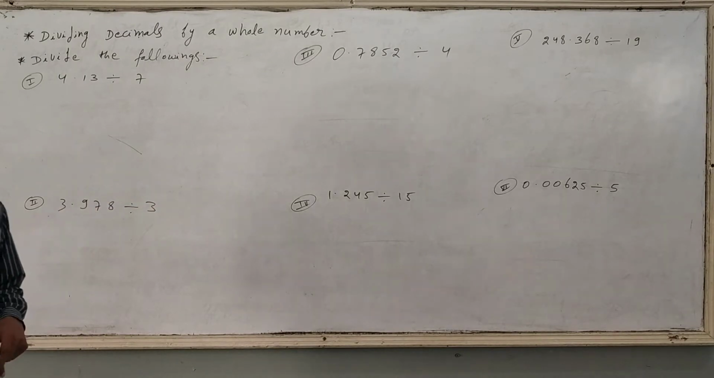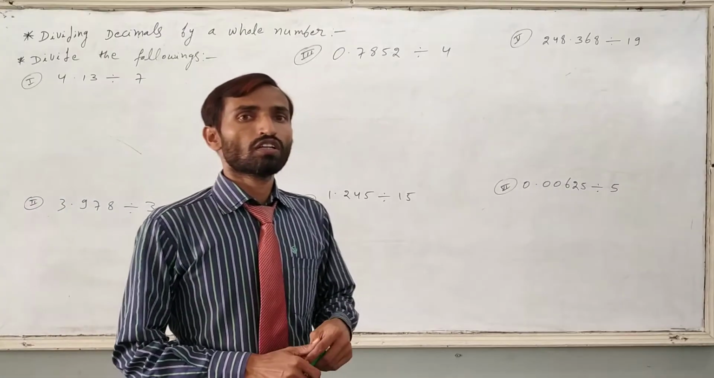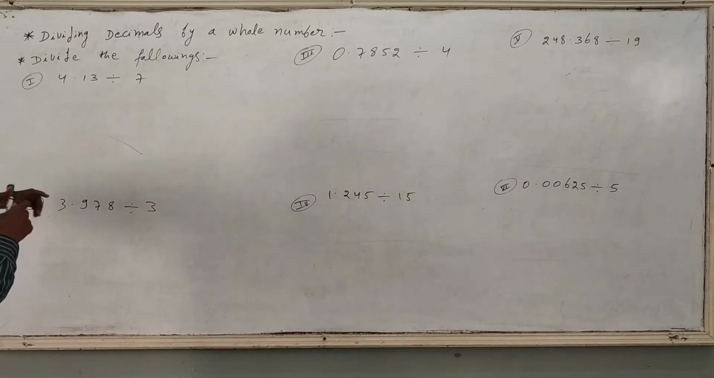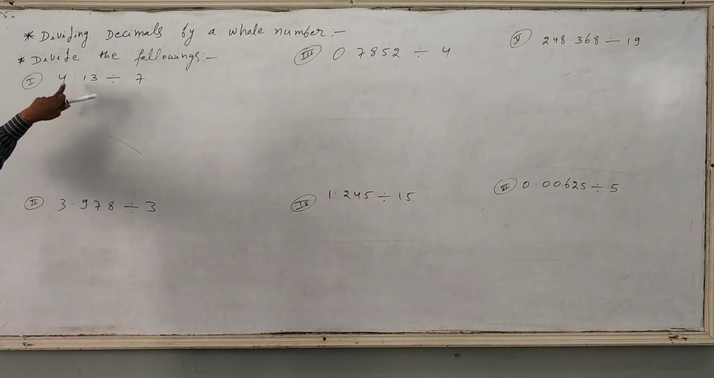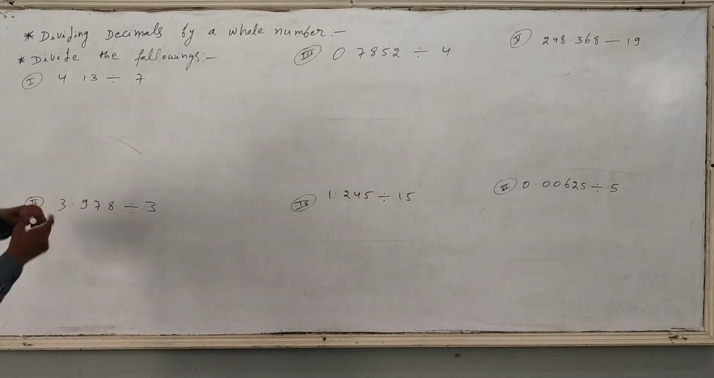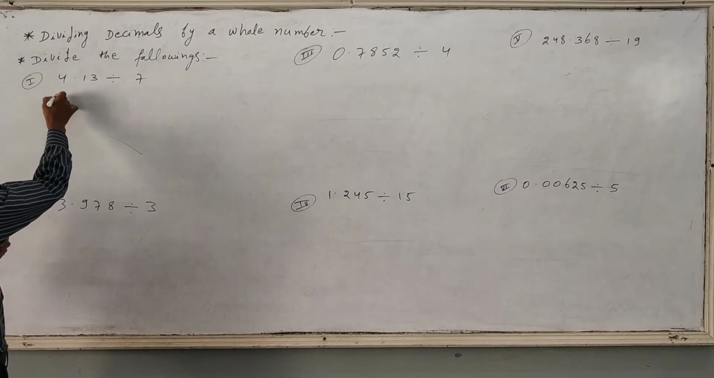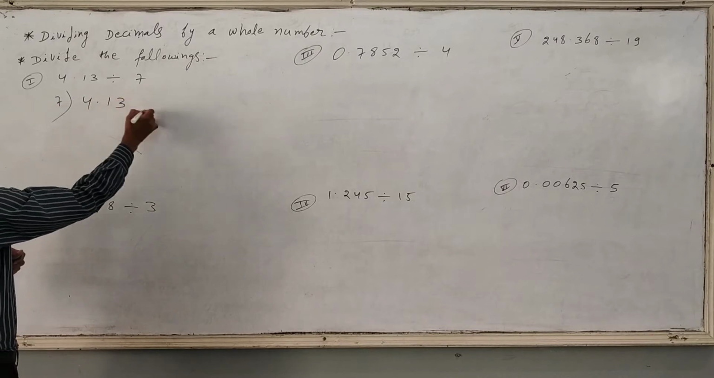Then you can do exercise 2G. Just go through all the questions. I will explain; just listen to all the videos. Just see question number one. We have to divide 4.13 by 7. So this one is the divisor and this one is the dividend. So divide 4.13 by 7.